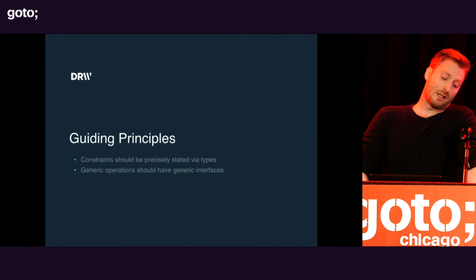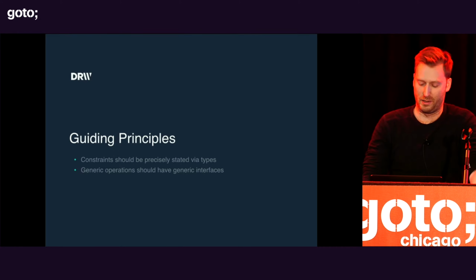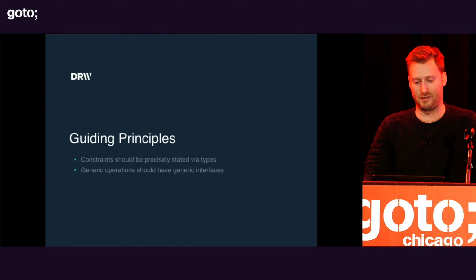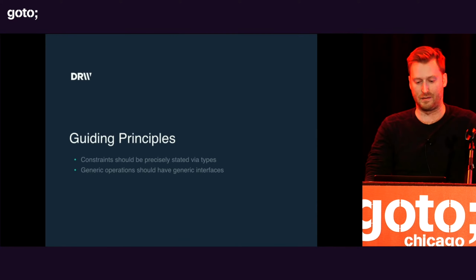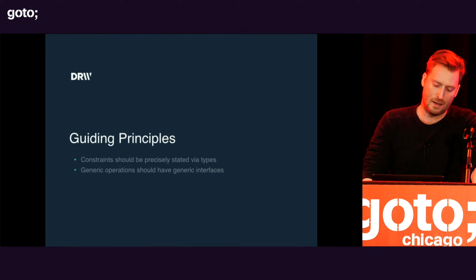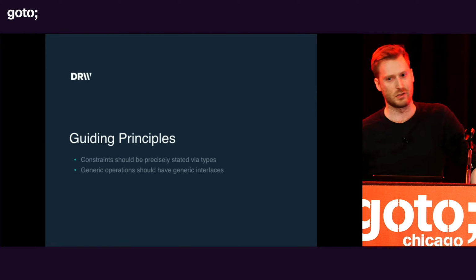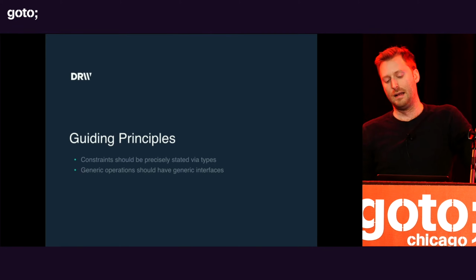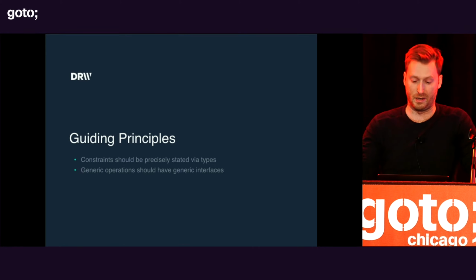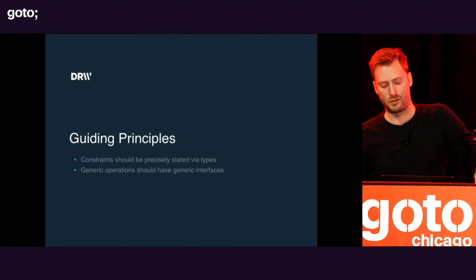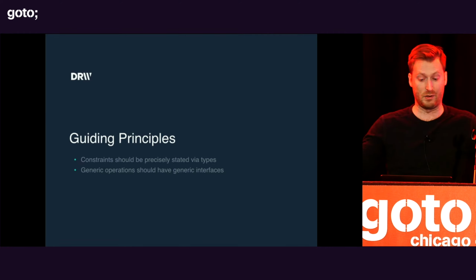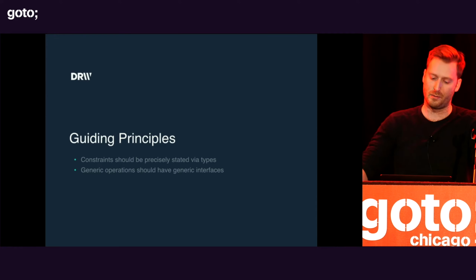The second one seems like a tautology, or self-evident, but it's remarkably hard to find evidence of this in the JDK. Generic operations should have generic interfaces. We get a lot of reuse from being able to model things as functors and applicatives, and we get a ton of stuff for free. That's correct by construction because we have these general interfaces that we can adhere to. We don't have to re-implement map every single time we think about mapping something.